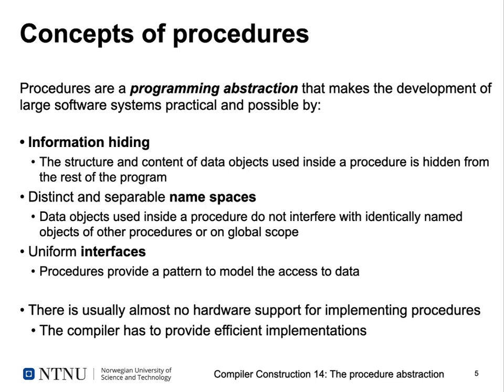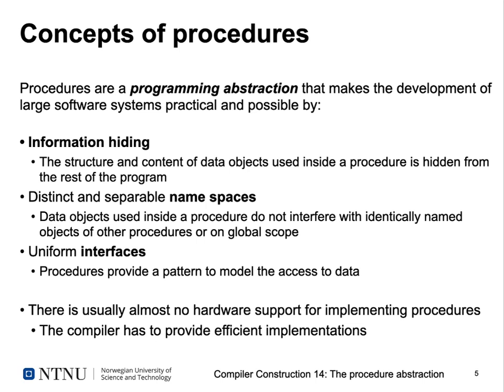In addition, a function provides distinct and separable namespaces, so we can have variables inside of a function as local variables that have the same name as a variable in another function, or even as a global variable here. So these names would cover the other uses of these names outside of a function. This means data objects used inside of a procedure or function do not interfere with identically named objects of other procedures or on a global scope.